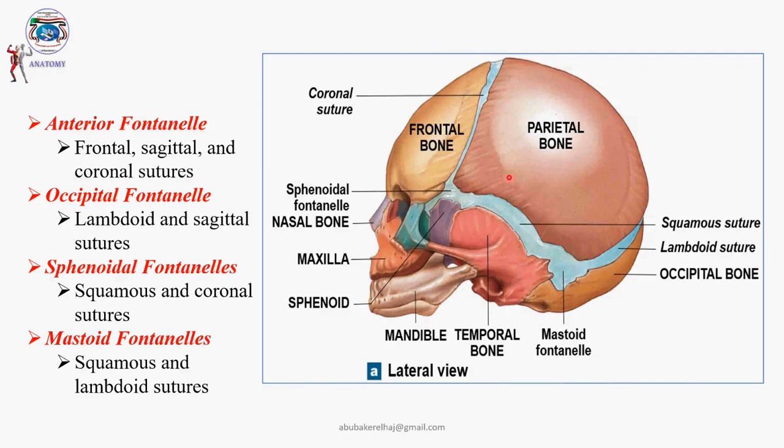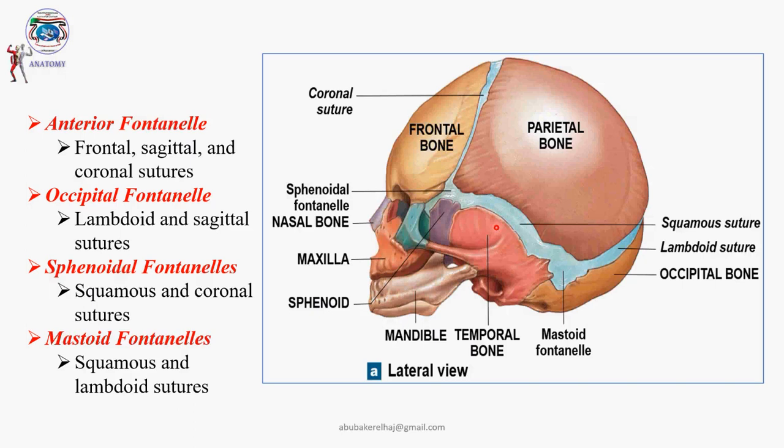On the lateral view of the skull in the fetus, you can also see a suture which separates the squamous part of the frontal bone and the parietal bones from the temporal bone, and which is called the squamous suture. This squamous suture joins two large areas: the anterior one is the sphenoidal fontanelle, and the posterior one is the mastoid fontanelle, and these also gradually fuse later on.